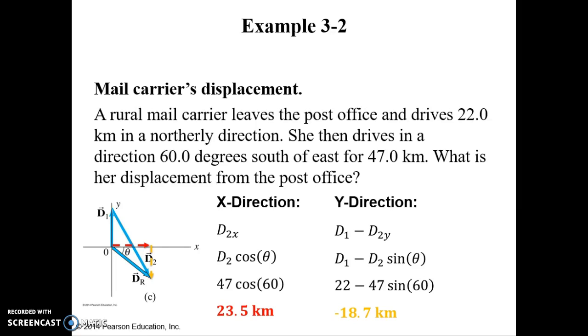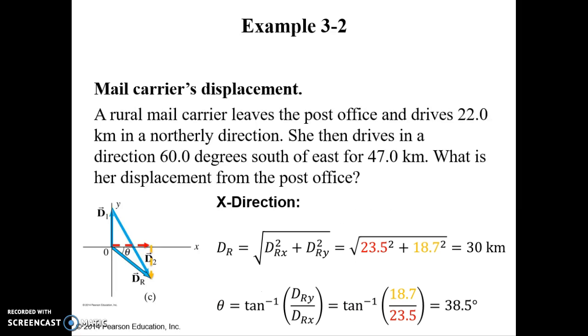Good, because we can use Pythagorean theorem and trig to figure out the magnitude and direction of the resultant vector dr. By applying Pythagorean theorem, we get dr equaling 30 kilometers. Notice how I didn't include the negative sign with 18.7. That's because it's squared and two negatives would cancel out anyways.